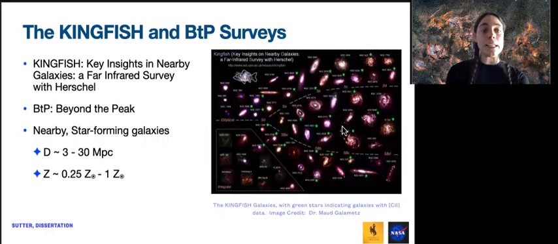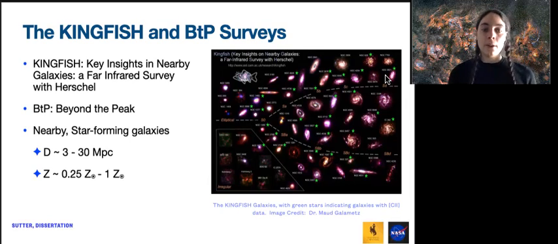KINGFISH stands for Key Insights in Nearby Galaxies, a Far Infrared Survey with Herschel. This was a nearby galaxy survey completed with the Herschel Space Observatory, which is a far infrared telescope. The goal of the KINGFISH project was to better understand the thermal properties of galaxies across different types, looking at both ellipticals and star-forming galaxies. It targeted 61 nearby galaxies using the far infrared photometry and spectroscopy available with Herschel.